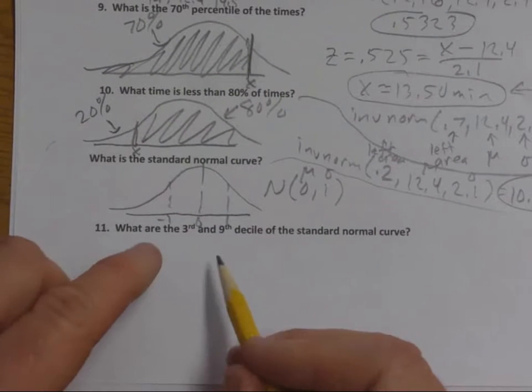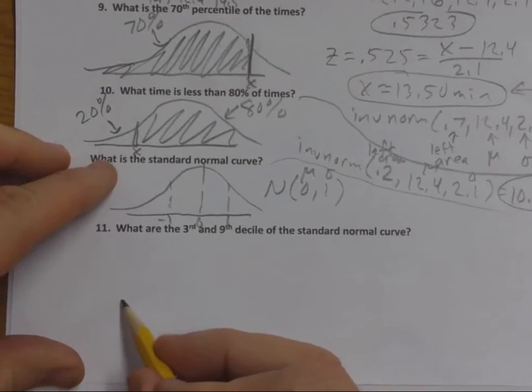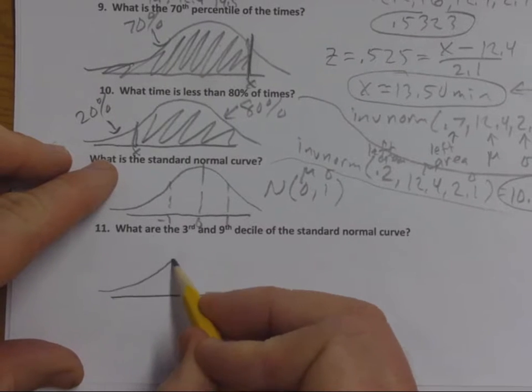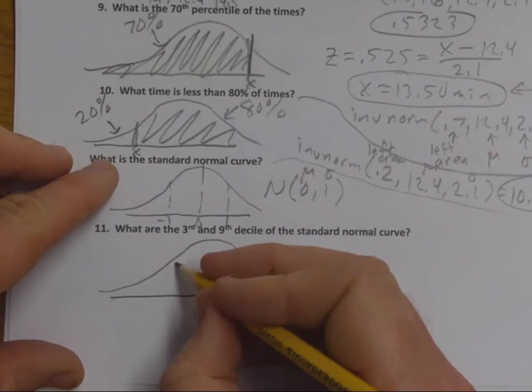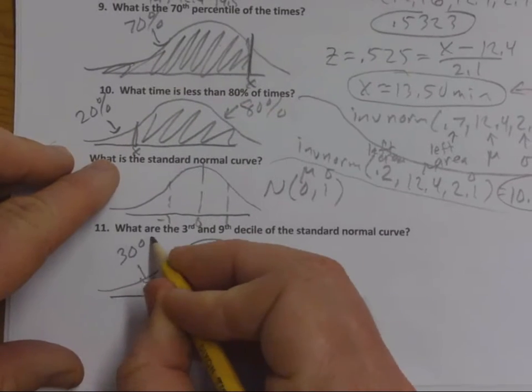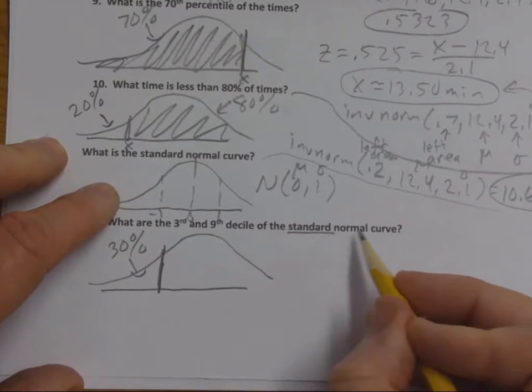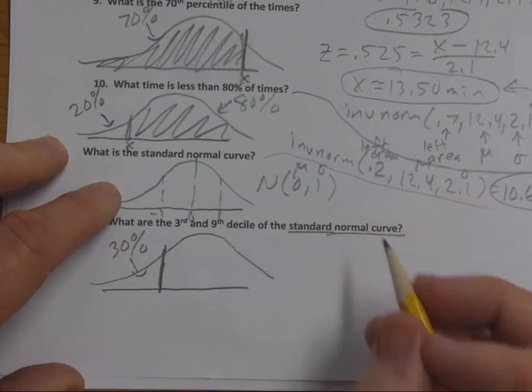Now, what is a decile? This is sort of a minor topic in the world of stats. A decile, if you know the metric system, it's a tenth, and so the deciles divide the curve up into tenths. So the third decile is in essence the same thing as the 30th percentile. So it means the third decile means there's 30% that's to the left. And so to find the third decile of the standard normal curve, that means mean of 0, standard deviation 1.